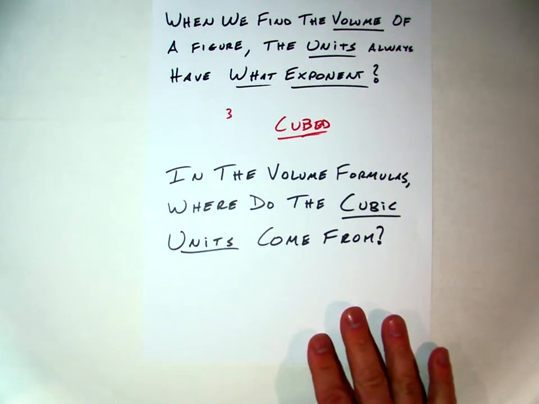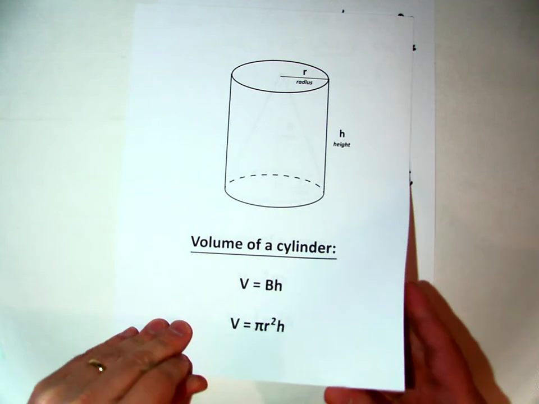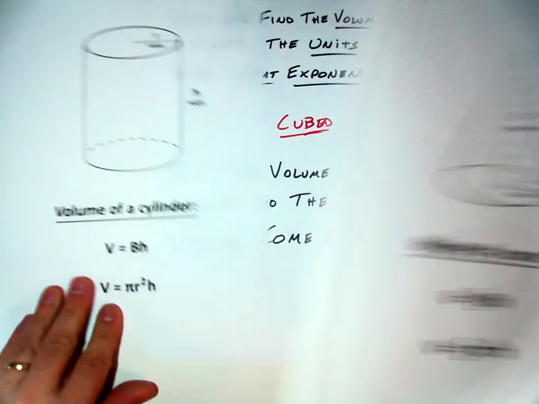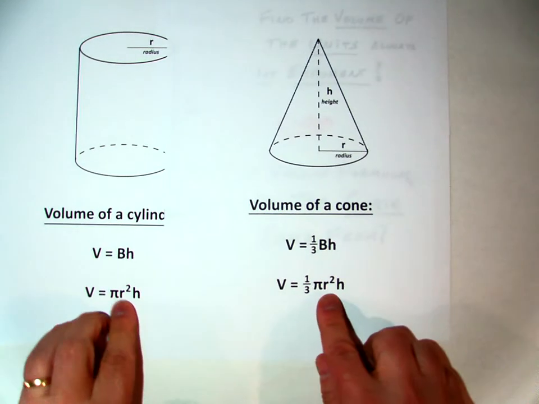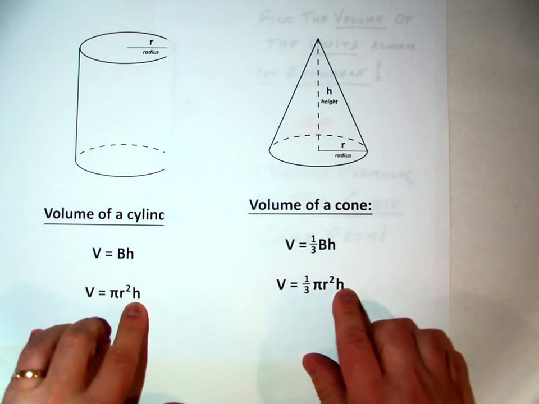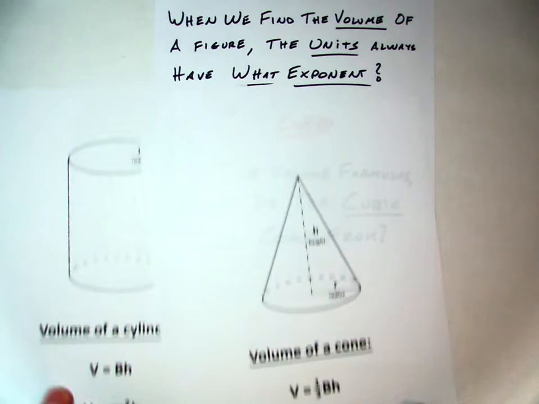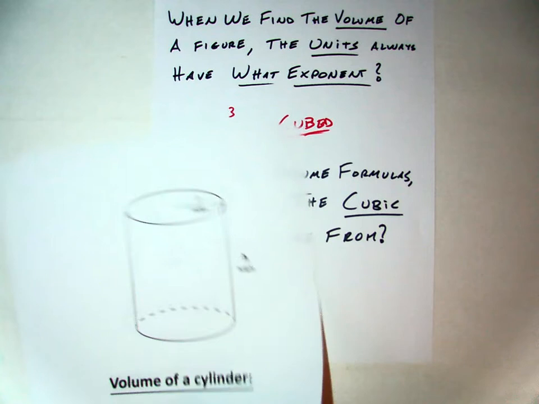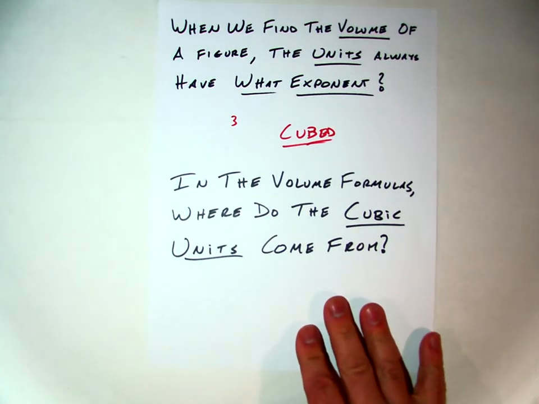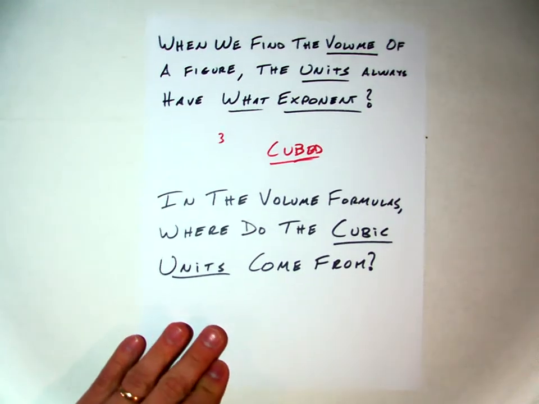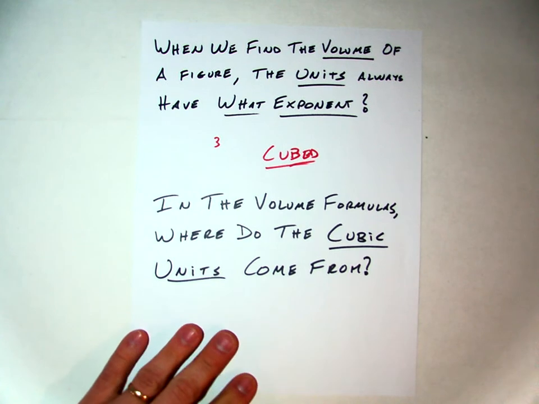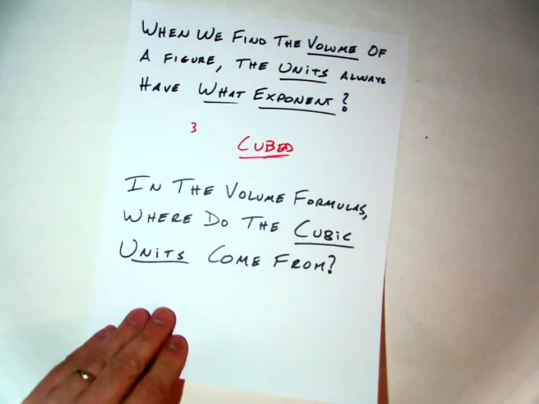So it's important to understand that whether we're talking a cylinder or a cone, we're going to have linear units squared times another set of linear units, which is going to give us cubic units. Well, not going to be linear anymore. They're going to be cubic units. So that's where we get all volumes of any geometric figure are going to be cubic.